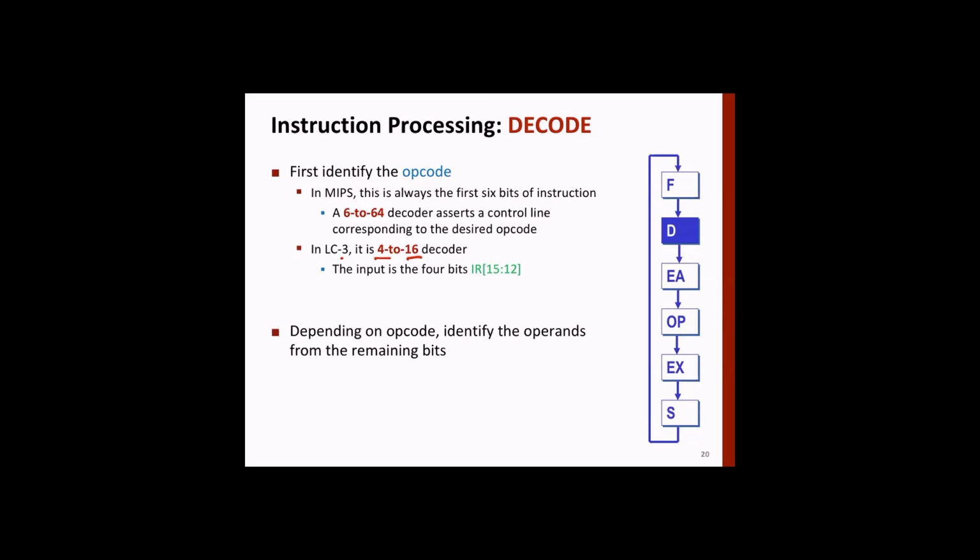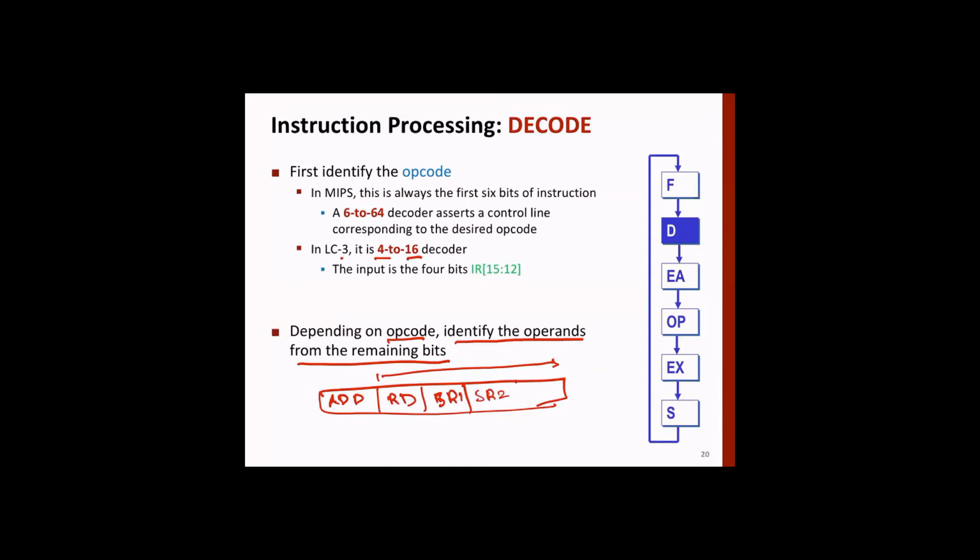Now, depending on the opcode, whether it's add, subtract, logical AND, or whatever, we have to identify the operands from the remaining bits. It means the instruction we have seen, suppose this is add. Then what is the semantics of the remaining bits? It will have RD, the destination register, then the source registers SR1 and SR2, and there will be some unused bits. So essentially the meaningful ones are these, right?